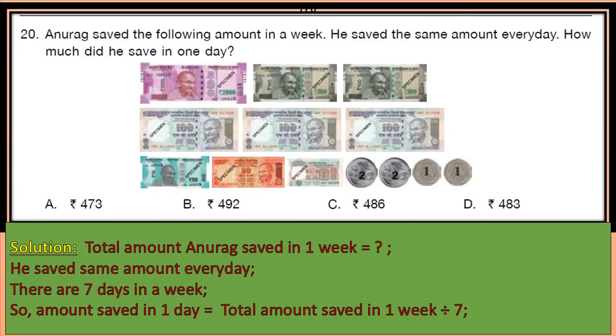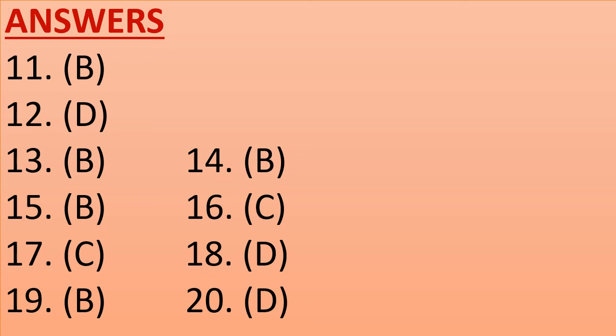Question number 20. Anurag saved the following amount in a week. He saved the same amount every day. How much did he save in one day? Now see the solution. Total amount Anurag saved in 1 week. Calculate the total money given in the figure. Now he saved same amount every day. So there are 7 days in a week. So amount saved in 1 day will be total amount saved in 1 week divided by 7. Now you will get the answer. Check your answers here.